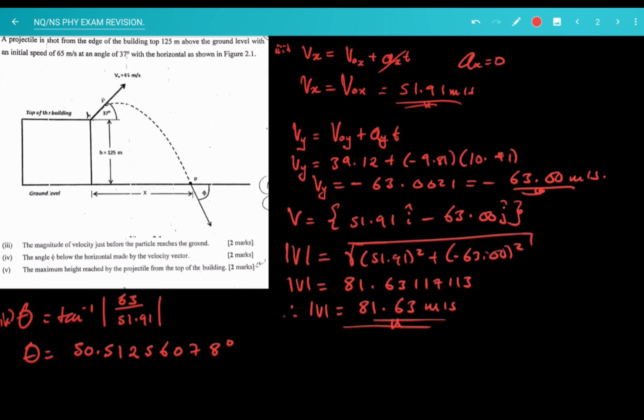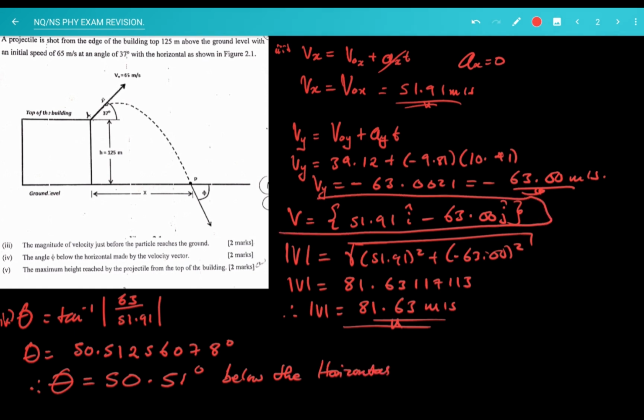Other people can also just leave the answer here, and most people will mark you if you specify that this is below the horizontal. But looking at the position of this, you can always change that, if you want, and follow the quadrant in which it falls. But I'll just leave it here and say theta is equal to 50.51 degrees, and this is below the horizontal. Because if you graph the components that you have here, you'll find that it's below the horizontal. So that's how you find theta.